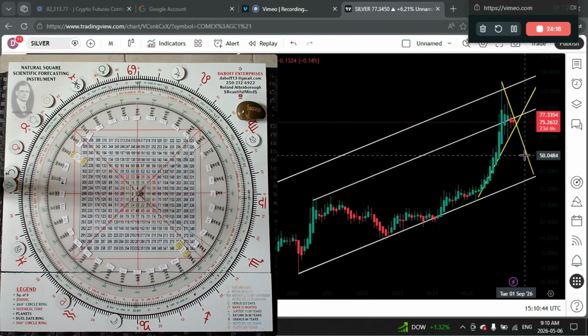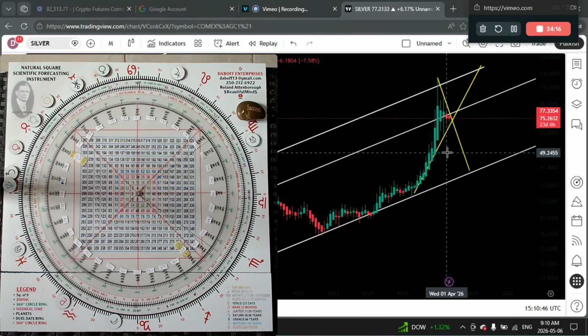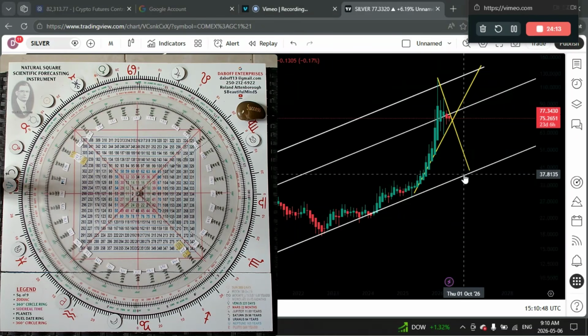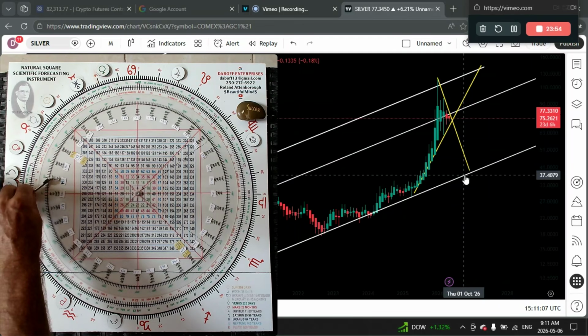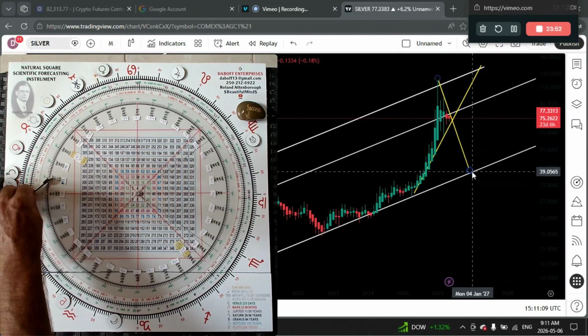I'm not saying we have to. It just seems that it's possible. We could certainly come back and retest this 38 level here, and down to this 37. That would be again right here, 36 and 37. So does that have to happen? You know, no, it does not have to happen.